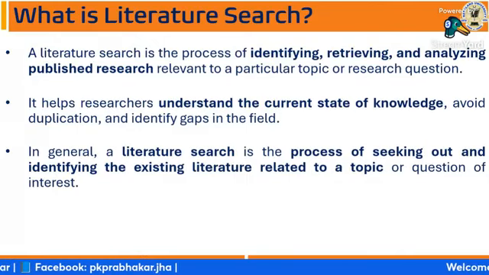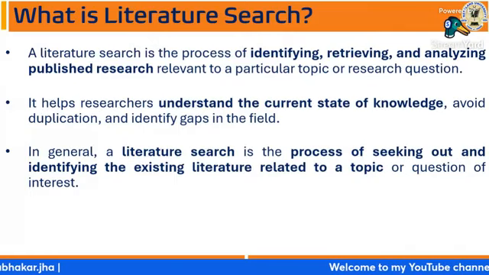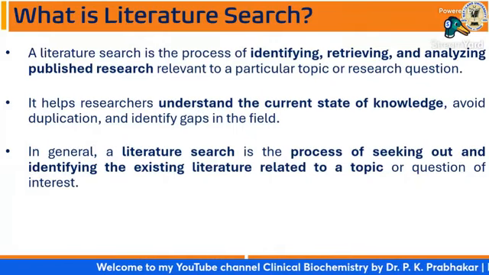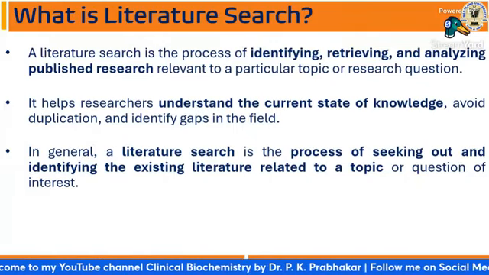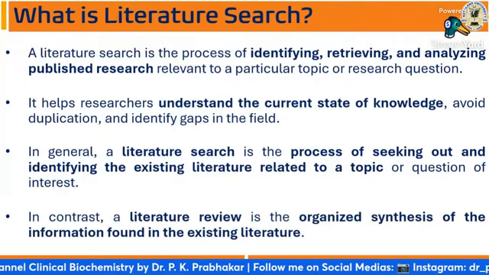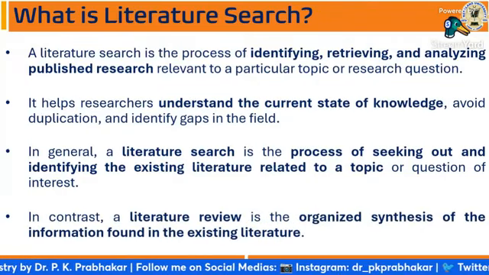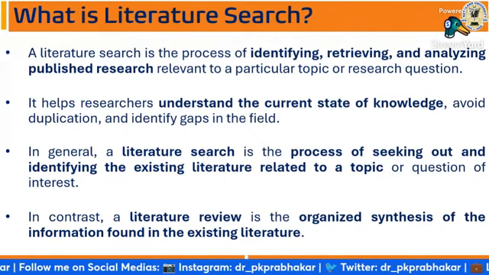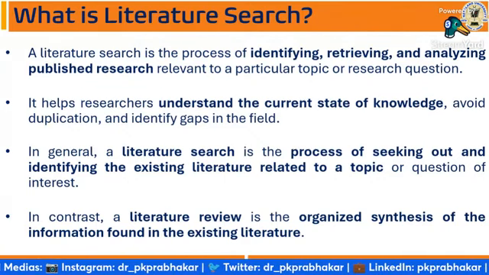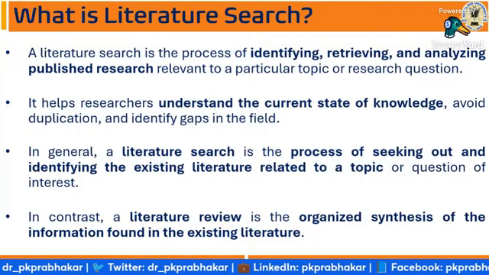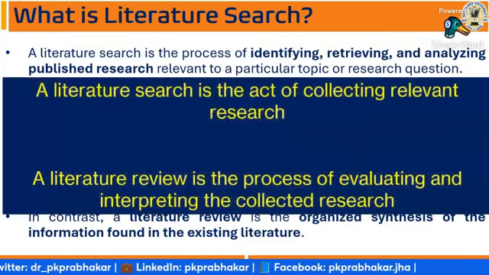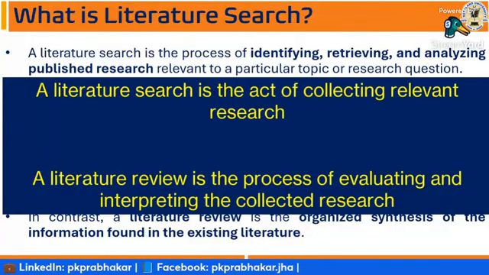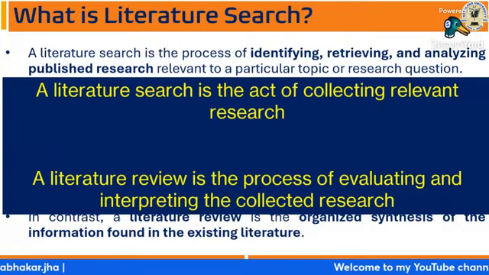In general, there are two different terms we are going to use: one is literature review and one is literature search, and both terms are different. Literature search is a process of seeking out and identifying the existing literature related to the topic and questions of interest. Literature review is the organized synthesis of the information found during this process. After the literature search, how we organize that information is our literature review. So literature search is the act of collecting relevant research, and literature review is the process of evaluating and interpreting the collected information. I hope you have understood the basic difference between literature search and literature review.